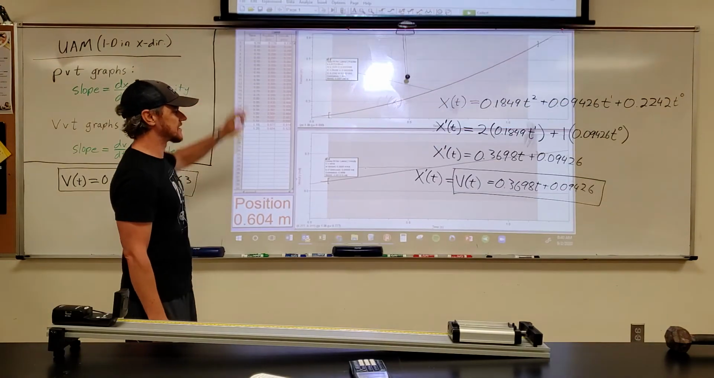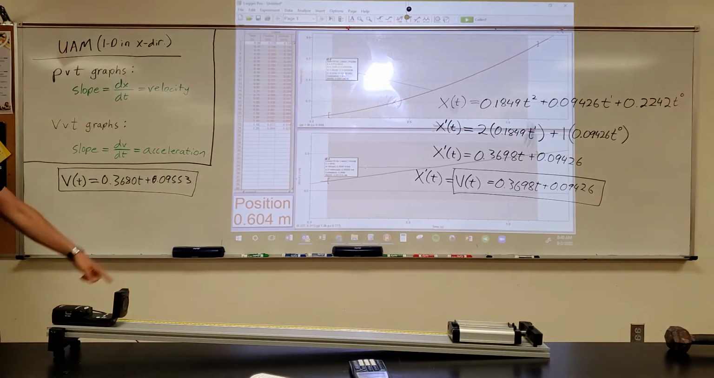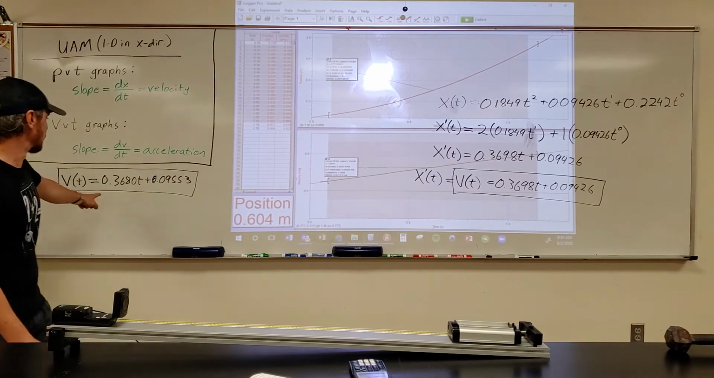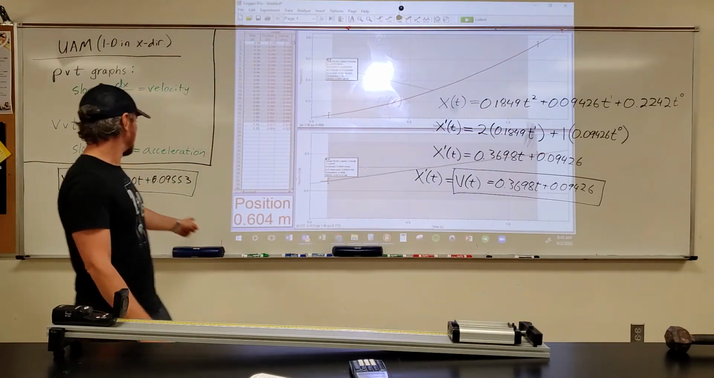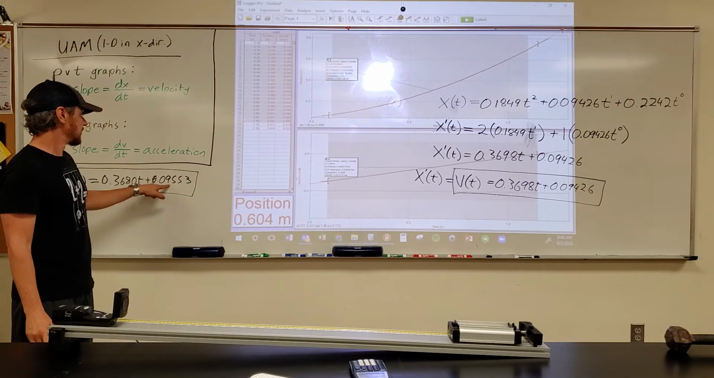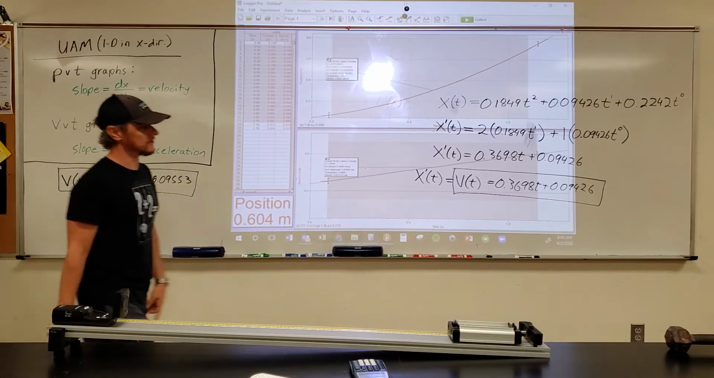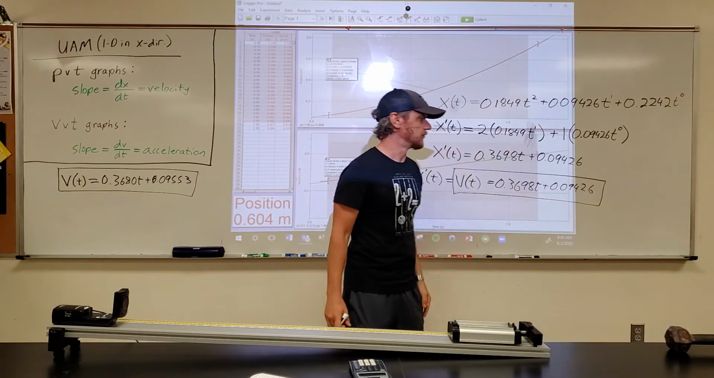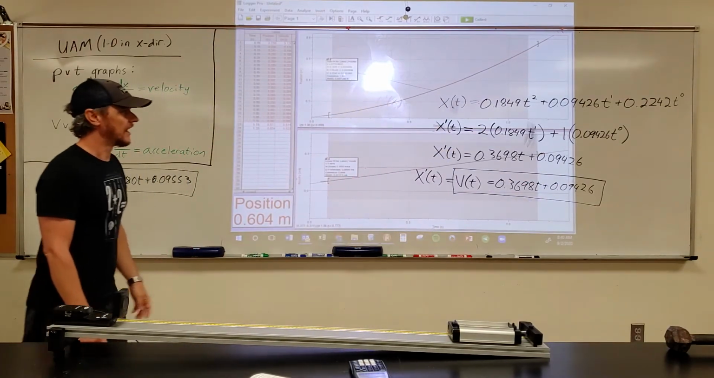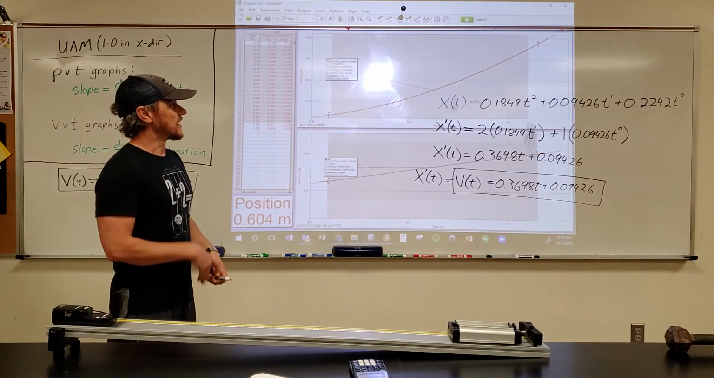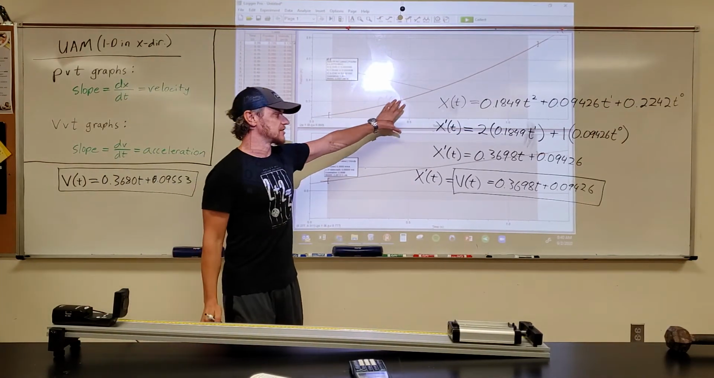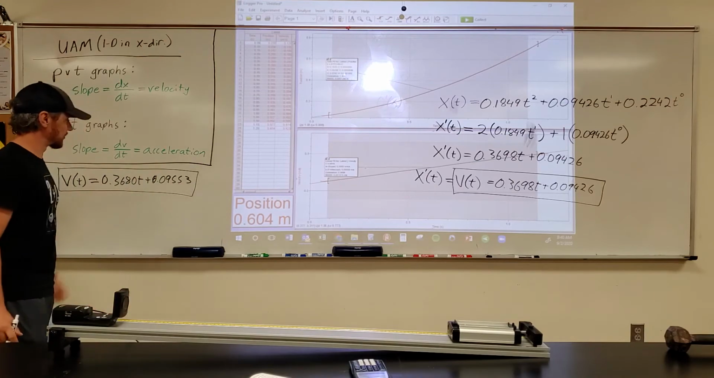And again, it's not going to be exactly the same, but it's pretty close. There I got 0.3698 t. Over here I got 0.3680 t. That's almost exactly the same. And my intercept, 0.09553, or my constant value, versus 0.09426. So that's pretty close too. And for our intents and purposes in this class, those are pretty much the same. So that's how we can use the derivative on a position function to determine the velocity function.